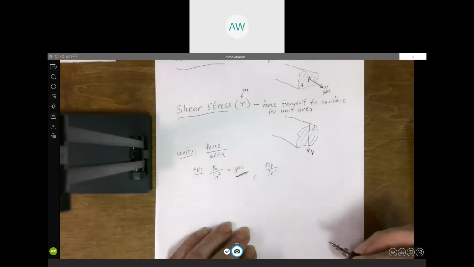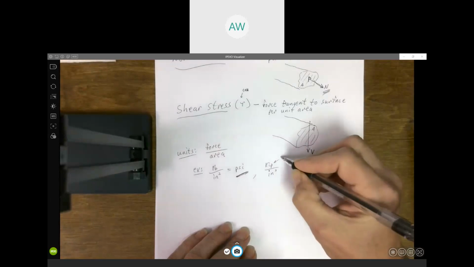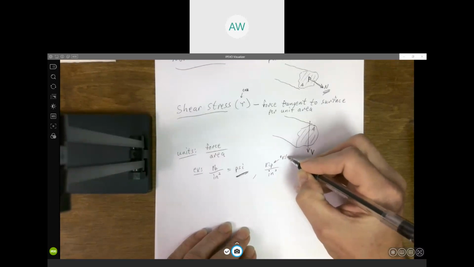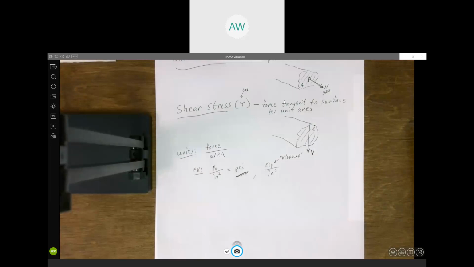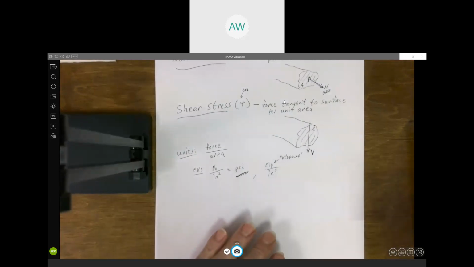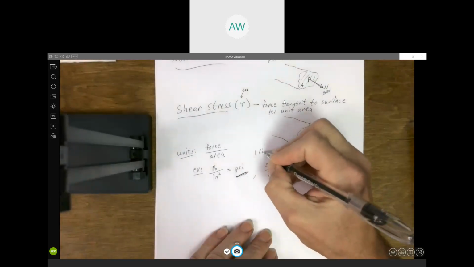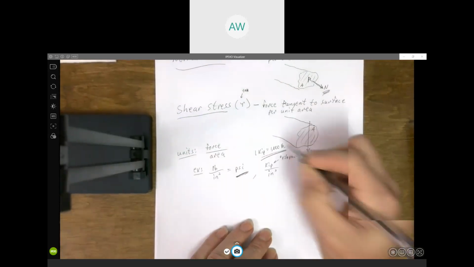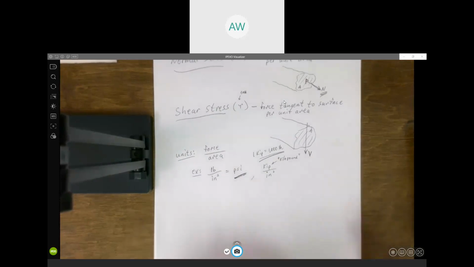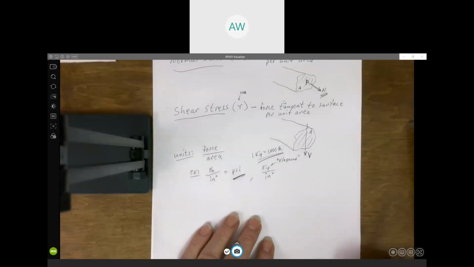It's an English unit of force, but it's using SI notation. Kip is short for kilopound. That's what kip stands for. So 1 kip is equal to 1,000 pounds. Kind of like a kilonewton is 1,000 newtons, a kilopound is 1,000 pounds.